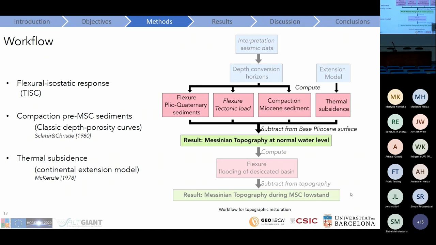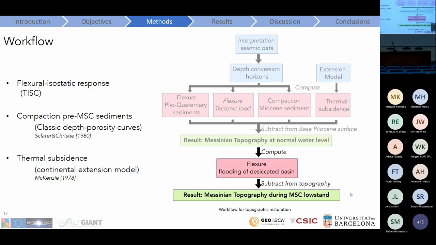So when we have the depth of all our horizons, we can constrain the magnitude of each component of vertical motion and subtract all of these from the current depth of the base Pliocene surface, resulting in our Messinian topography at a normal water level. And from there, we can calculate also the flexural response that we would have if we unload all the water from the basin. And this results in a Messinian topography during the low stand stage.